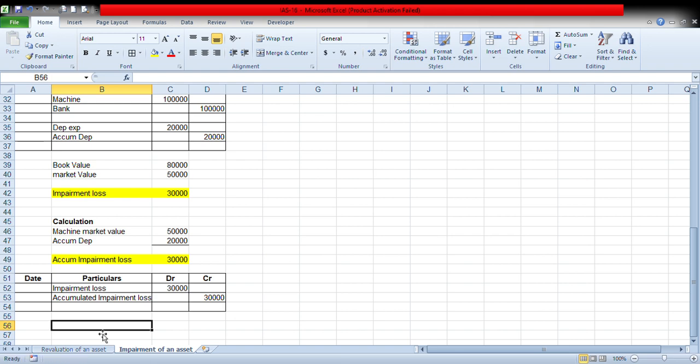Understand? I hope you understood the concept of impairment of an asset. You can impair fixed assets, you can impair intangible assets, even you can impair current assets. Understand? So I hope you've understood.